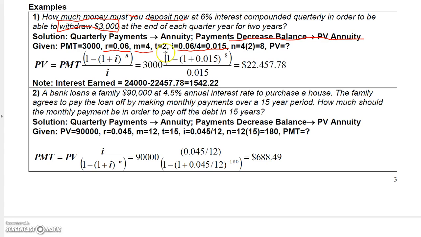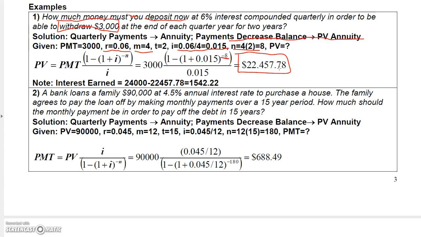So notice this formula is a little different than the future value. It's parentheses 1 minus, and then another parentheses, 1 plus i, raised to the negative n. Now, how did I get 8? Well, it's 4 times a year for 2 years, so that's 8 periods. So that's how I got 8. And then, of course, you're going to divide the bottom by i as well. So again, just straight from the formula. Plug this in your calculator. Get $22,457.78.